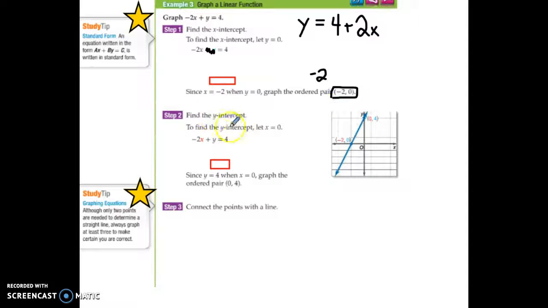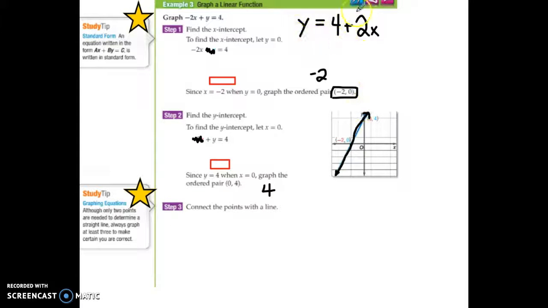My y-intercept is when x is 0. When x is 0, well, this part's gone because it's 0 now. So it says y equals 4. Hey, there's my answer right there. Y is 4. So now I just got to graph negative 2, 0, which is right there. 0, 4 is right there, and I would just make my line, a little curve. Don't curve like I did, using a mouse, and then make sure to put arrows on both ends.